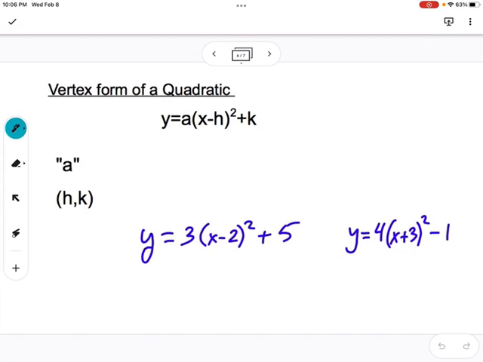So if a is positive, that means the parabola opens up. And if the a is negative, it means it opens down. Okay, by opening up, it means like so, kind of have your happy face, and opening down will be this way, and we have a sad face.